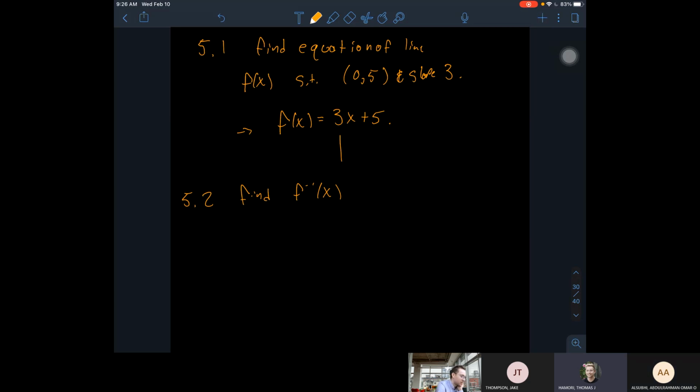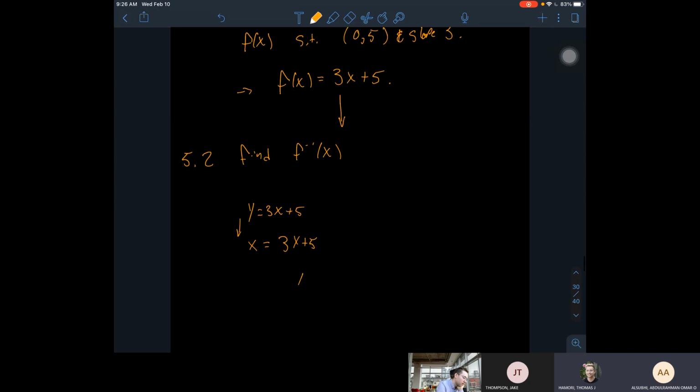That's okay. So if we want to do that, then we would just take y equals 3x plus 5. We'd replace x and y. It will be x minus 5 over 3. Correct.